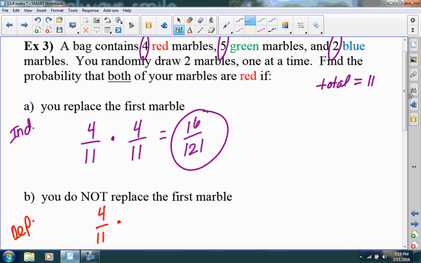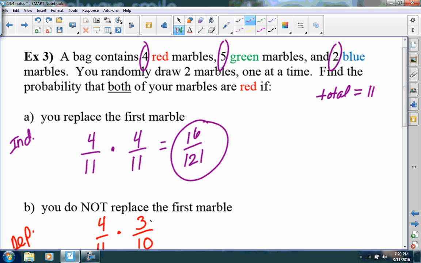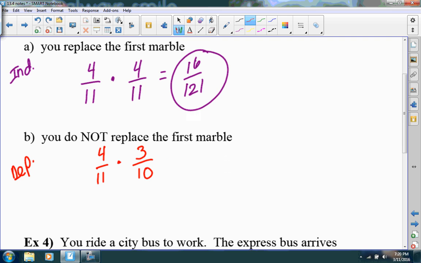So if you choose a red one and you hang on to it, then there's only 3 red ones left, and there's only 10 left in the whole bag. So if you're choosing the same color, the number is going to reduce in the numerator and the denominator. If you were choosing a red one first and then a green one, it would be 4 out of 11 and then 5 out of 10. The other color might stay the same. But since we're choosing 2 reds, we're going to reduce that numerator and the denominator. And then we'll multiply across and reduce. So when you multiply and then you reduce here, you end up getting 6 out of 55.